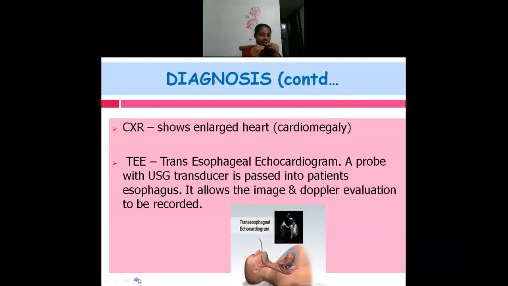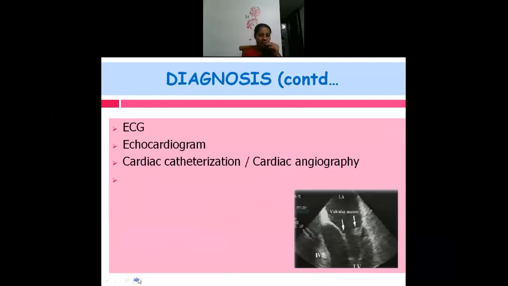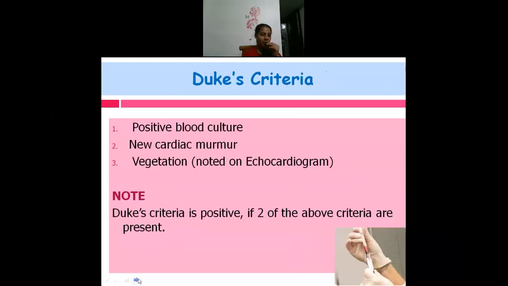Next, you can perform an ECG, electrocardiogram. Sometimes you can also go for cardiac catheterization, which is called cardiac angiogram or angiography. Next is Duke's criteria. Duke's criteria is said to be positive when two of the criteria are present. Okay, when two criteria are present, we call it a positive Duke criteria. Which are the criteria? We'll see now.